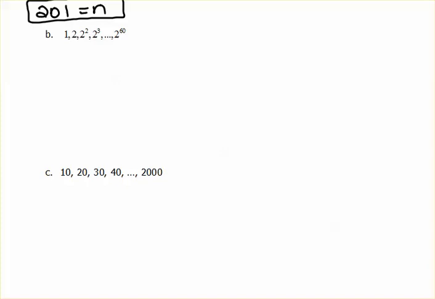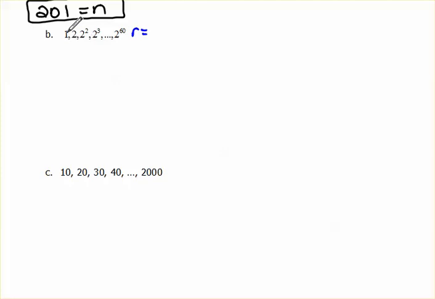This one might have been a little bit more challenging. We have 1, 2, 2 squared, 2 to the third, on and on up to 2 to the 60th. The first thing we need to figure out here is, is this arithmetic or is it geometric? Because that's going to tell us what formula we need to use. We are multiplying by the same thing to get from term to term. Did you figure out what that was?